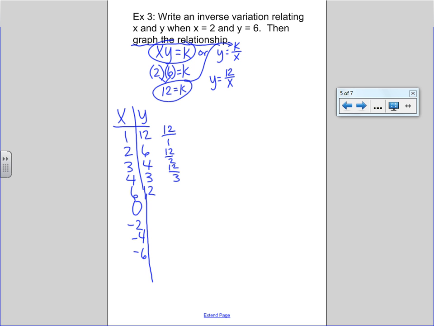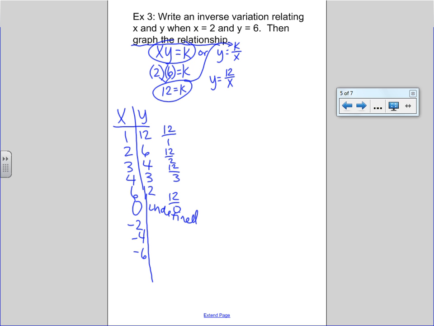And if I plug in 0 for x, I have 12 over 0. What is 12 divided by 0? What is anything divided by 0? Anything being divided by 0 is undefined. Don't forget that, okay? So that means that we can't graph a point at 0 because it can't happen, okay?